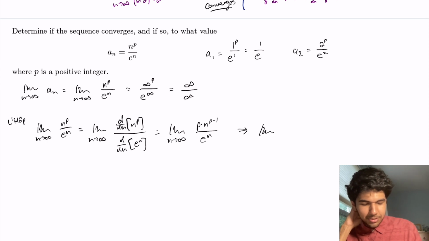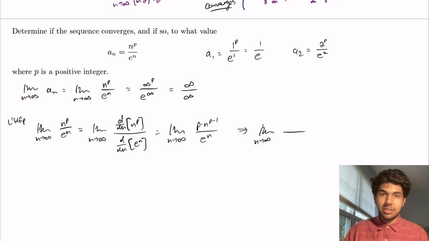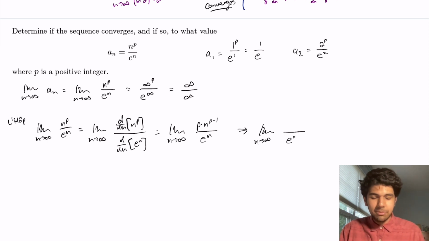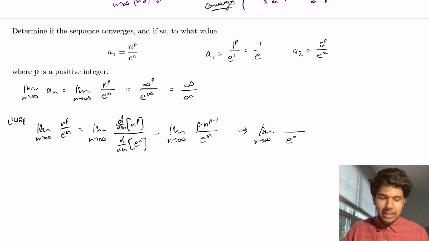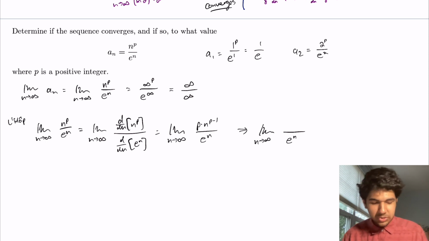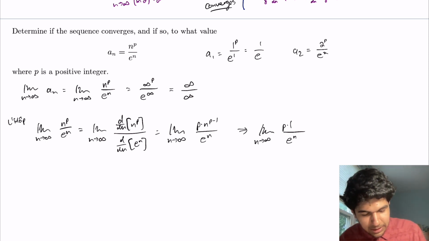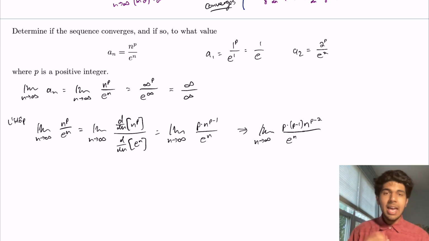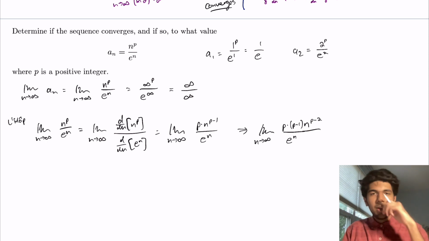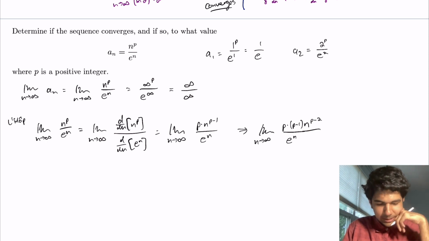So we can do that again, right? I'll just take the derivative manually now. In the denominator, we take the derivative of e to the n, that's still e to the n. The derivative of p times n to the p minus 1 is going to be p times p minus 1 times n to the p minus 2. And again, we get this dilemma: it's probably infinity over infinity, because n being infinity is just going to remain there. But when would we stop doing this?